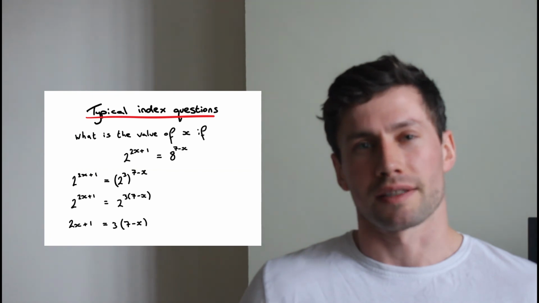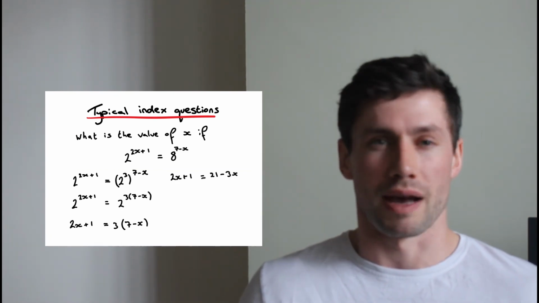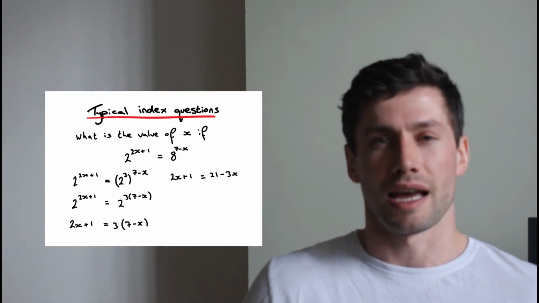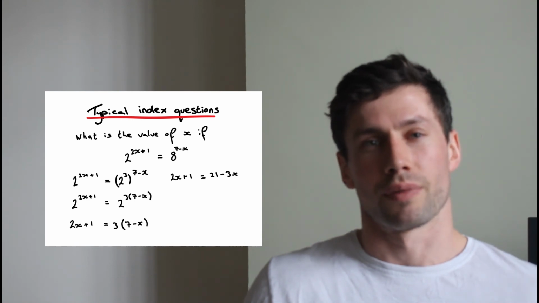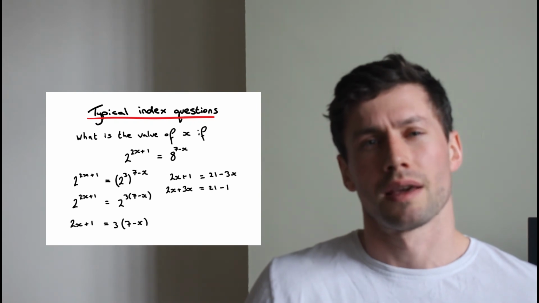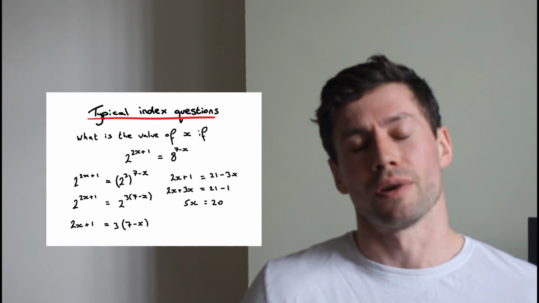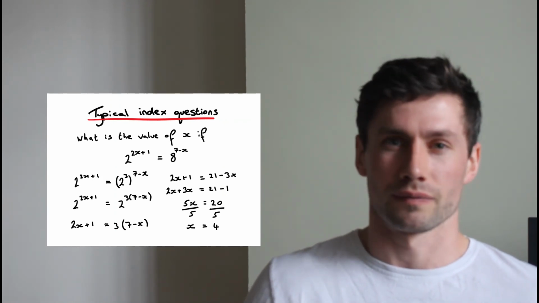By expanding the brackets on the right hand side, this becomes 2x plus 1 equals 21 minus 3x. We now have a linear expression, so let's collect our x's on the left and our numbers on the right. Moving the minus 3x across, it becomes positive 3x, and moving the plus 1 across becomes minus 1. So we're left with 5x equals 20. We can divide both sides by 5 and we get the answer for x as x equals 4.